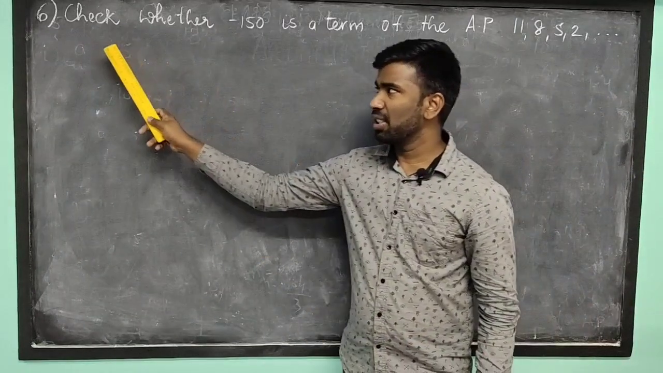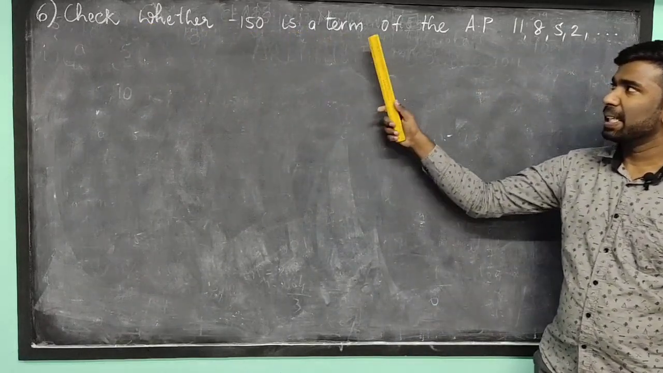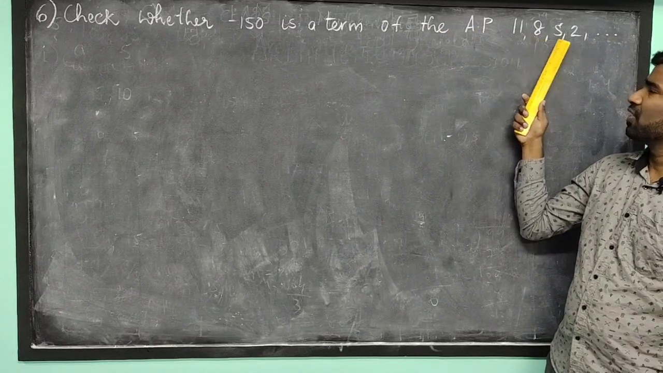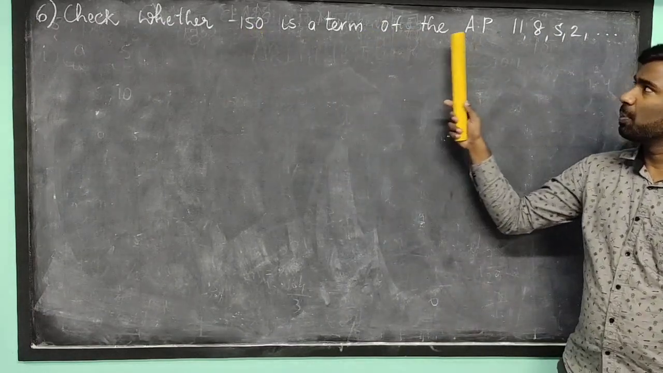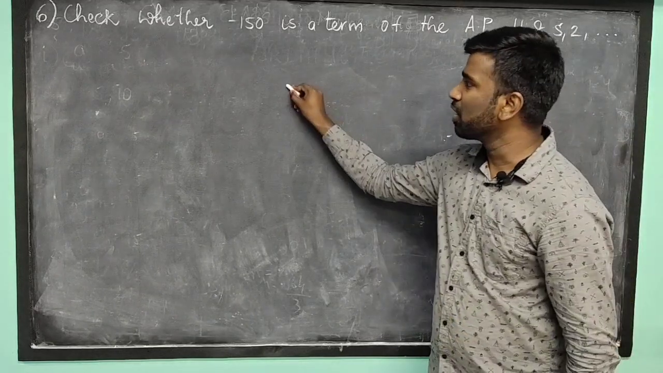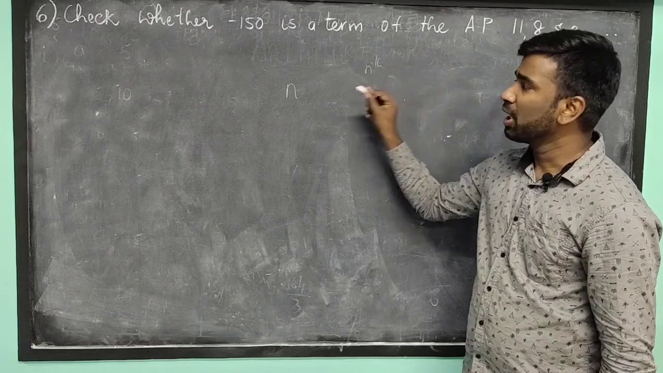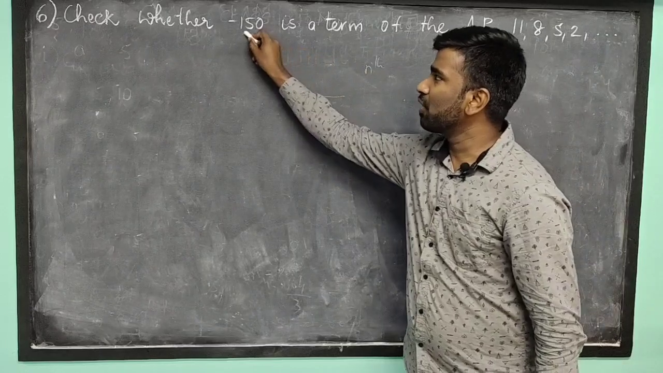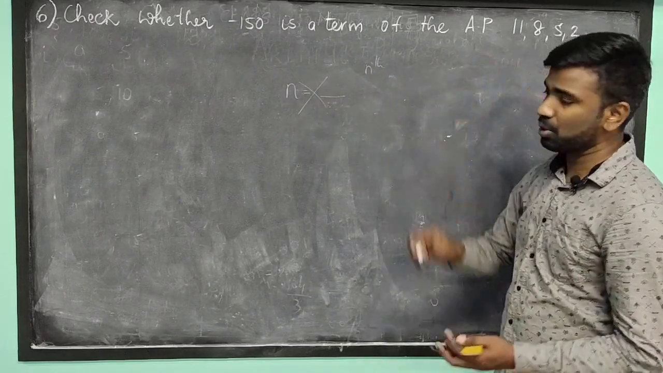Students, the question is: check whether minus 150 is a term of the AP 11, 8, 5, 2. We should check whether minus 150 belongs to this AP. How can we check? We should find out the value of n by using the nth term formula. If the value of n is a natural number, then minus 150 belongs to this AP, otherwise it does not belong to this AP.